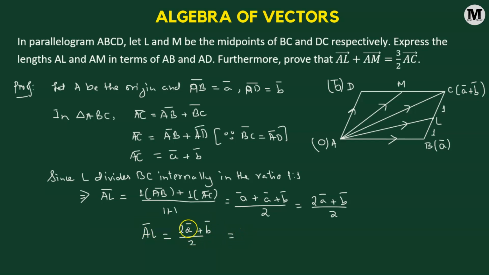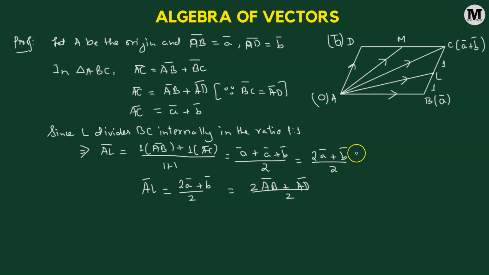This is also equal to, now what is a vector? We can replace a vector with AB vector. So we have 2 times AB vector added to b vector, and b vector is simply AD vector, whole divided by 2. So all we have done is express the vector AL in terms of AB and AD. These are the two adjacent sides of the parallelogram. We're going to label this as number 1.